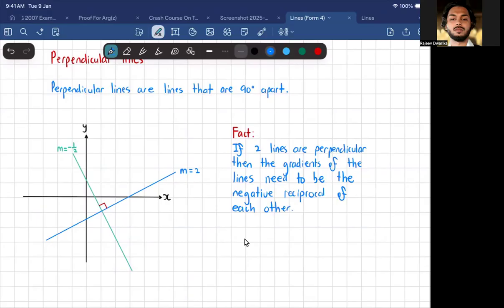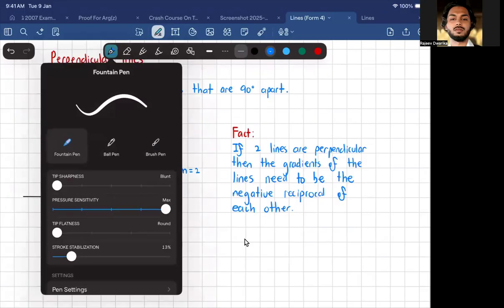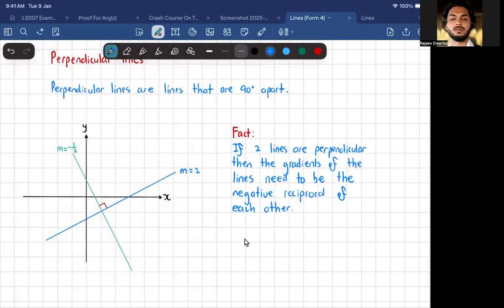All right, Ria, I want you to be honest with me. Do you have any idea what I'm talking about when I say the negative reciprocal? You know what that means? No. Okay, I like the honesty. So the blue line had a gradient of what? Two. All right, so the blue line had a gradient of 2.